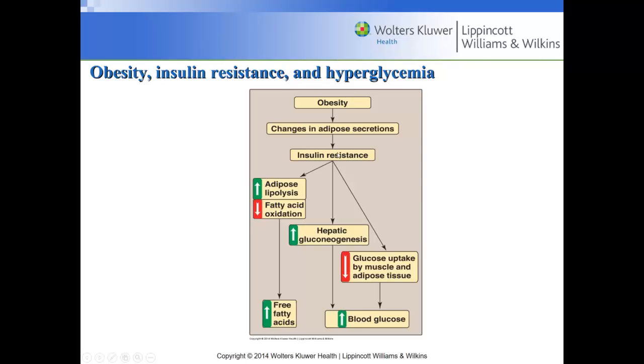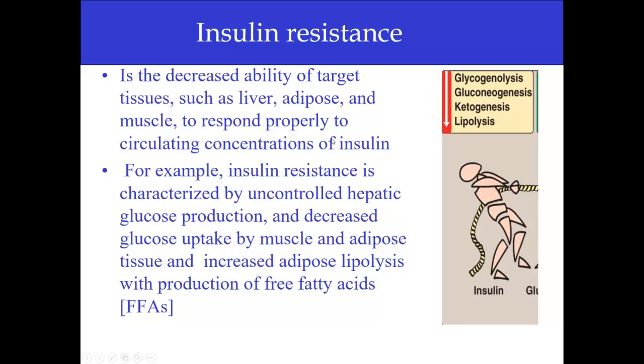And insulin resistance will lead to all of the bad consequences that we see when the body is not responding to insulin. So what is insulin resistance? It's when the liver, the adipose tissue, and the muscle tissue don't respond properly to insulin. So there is uncontrolled hepatic glucose production, decreased glucose uptake by muscle and adipose tissue, and increased lipolysis, as if there is not enough insulin.